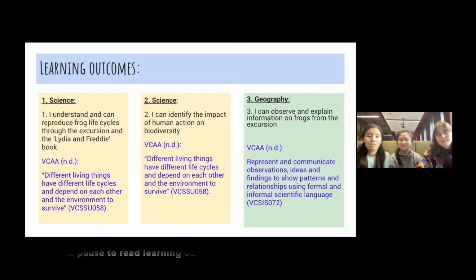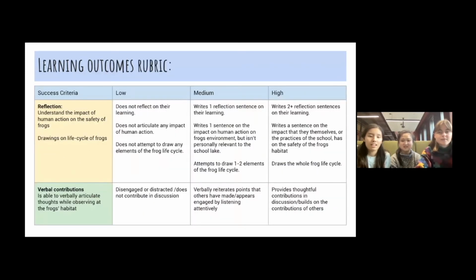This lesson should help students reach these learning outcomes linked to 3 curriculum points. Students are able to demonstrate their understanding of frogs' habitats and ways that are harming them, and ways they can protect them both verbally and through their journals, to demonstrate that they have understood the learning outcome. So here's a rubric that teachers can use.